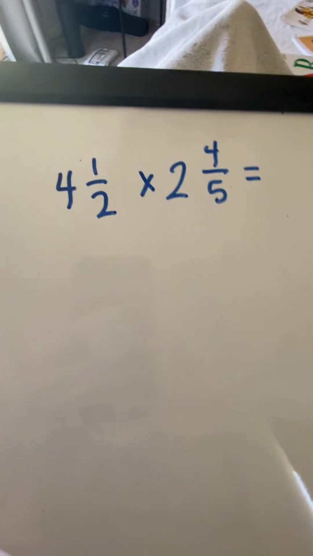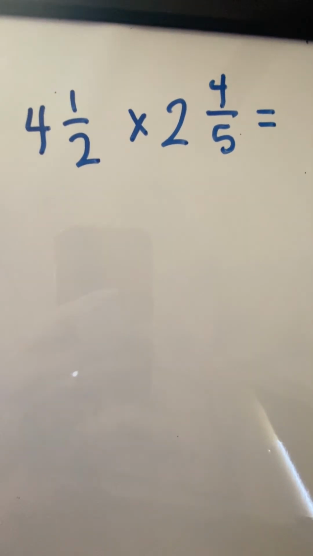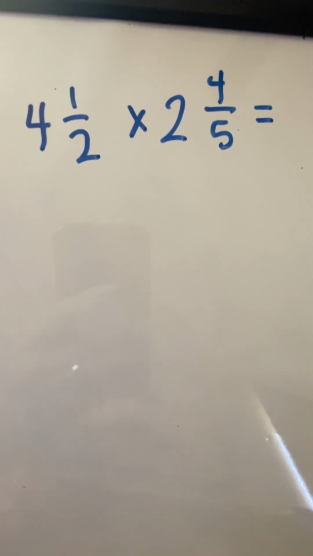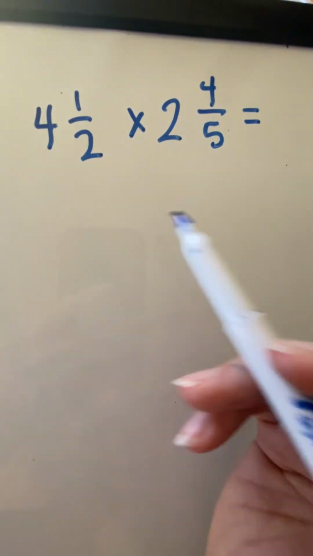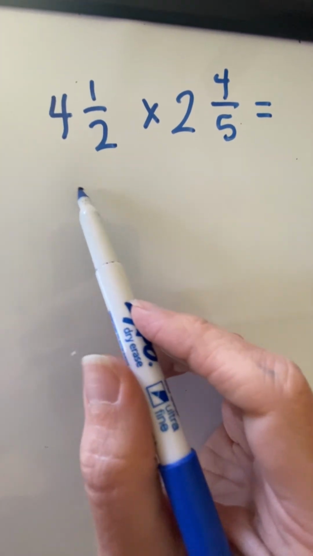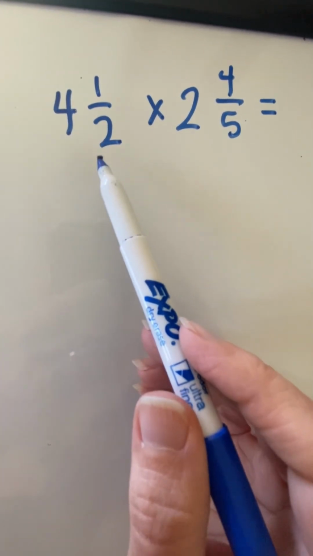Okay, so there is a lot of information in this lesson. And the first thing that we're going to talk about is multiplying and dividing fractions. So here is an example of fractions that we're trying to multiply. Now, these are called mixed numbers, and we need to make them into improper fractions.